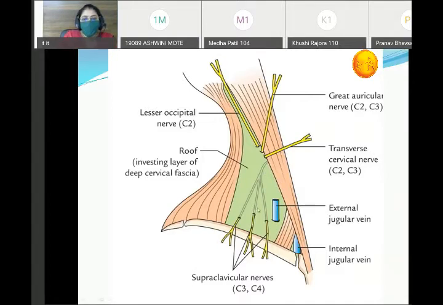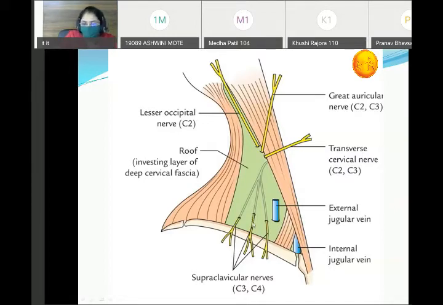Lastly, the supraclavicular nerve. This is the supraclavicular nerve which emerges over the posterior border of the sternocleidomastoid, runs downward. It divides into three branches, that is lateral supraclavicular, middle supraclavicular, and medial supraclavicular. So medial supraclavicular nerve, which again supplies the skin over the manubrium.